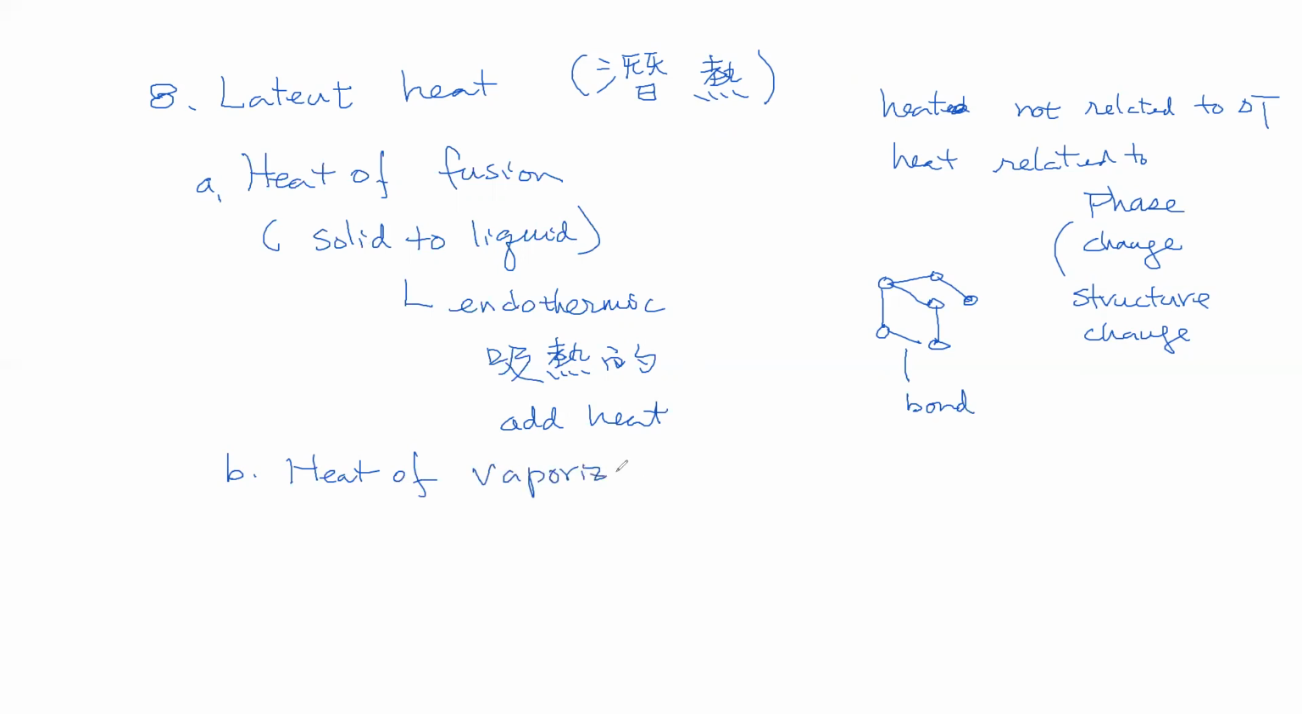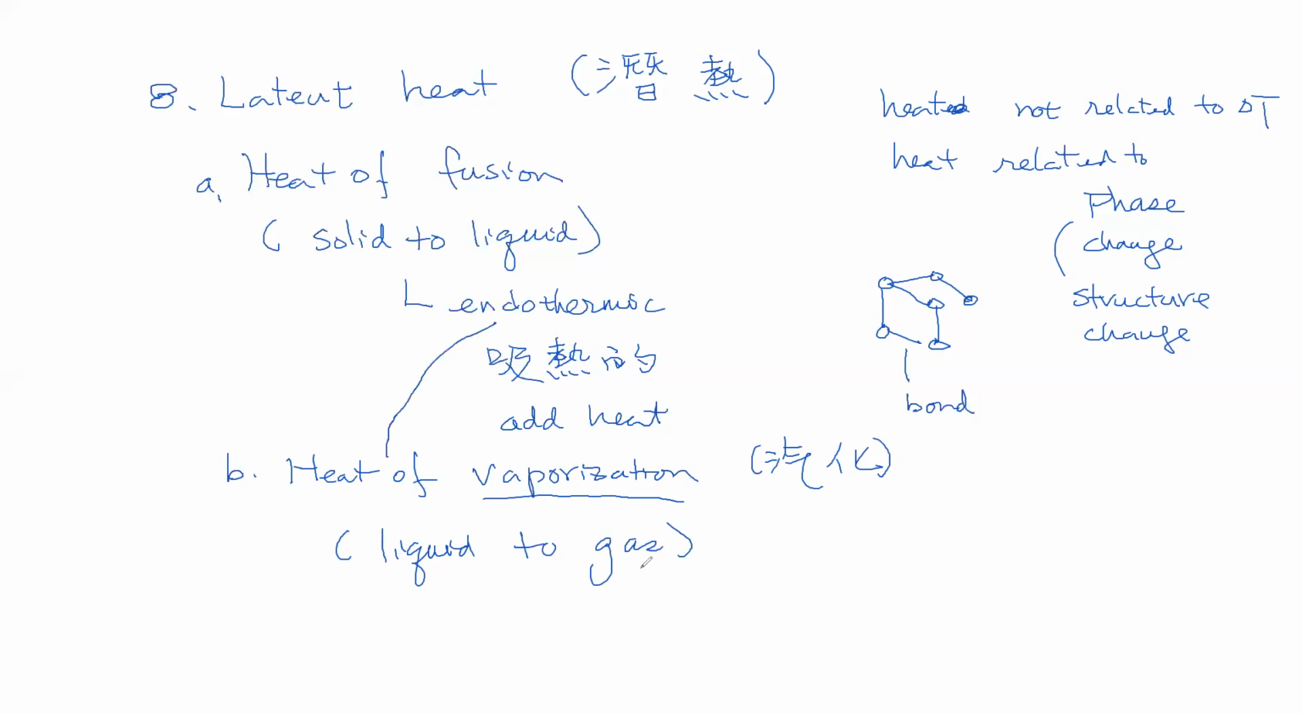蒸发, 气化. So vaporization in Chinese is 气化. 气 means vapor, 化 means change, so changing to vapor. So this is from liquid to vapor, or liquid to gas. And this is also endothermic. This one here is also endothermic, to go from liquid to gas.